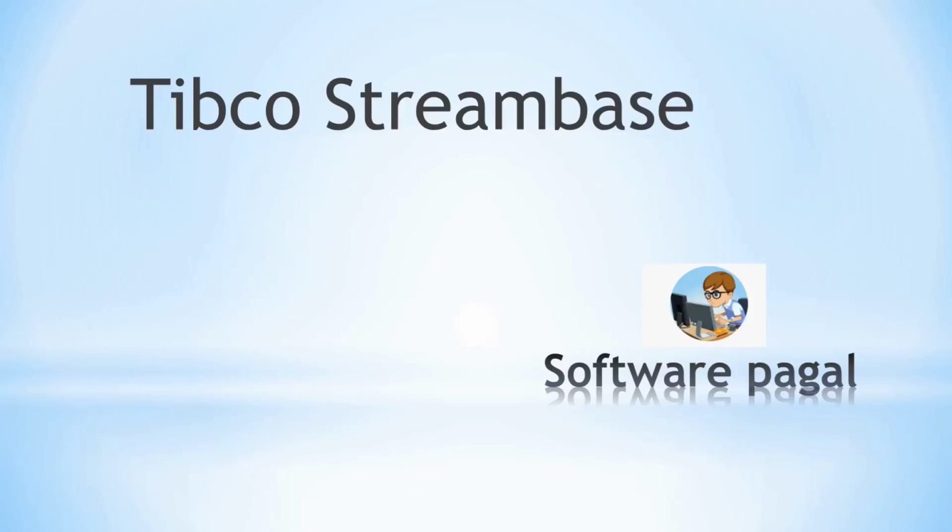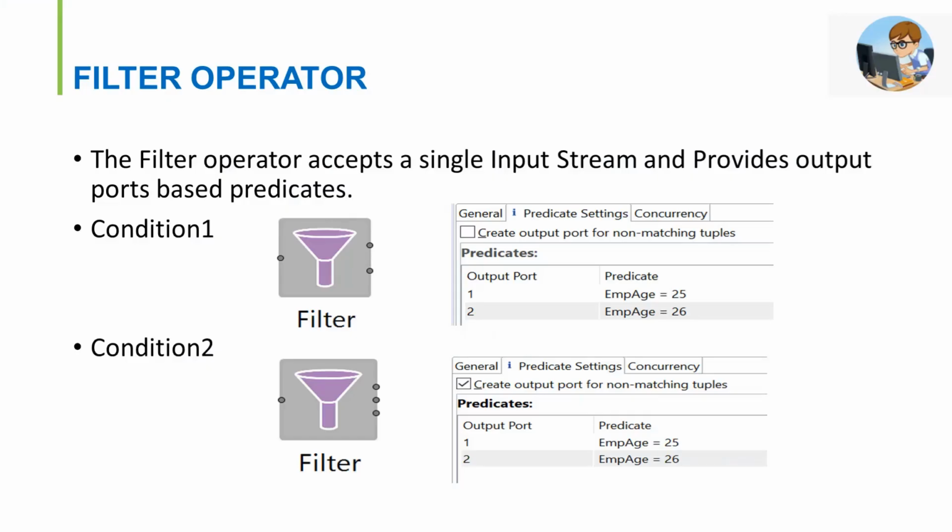Hi all, now we're going to explain some Tibco Streambase operators. First, we'll see about the filter operator. The filter operator accepts a single input stream and provides multiple output ports based on the predicates.